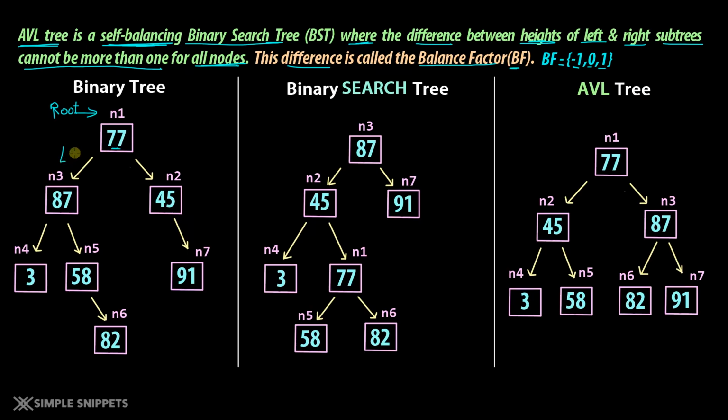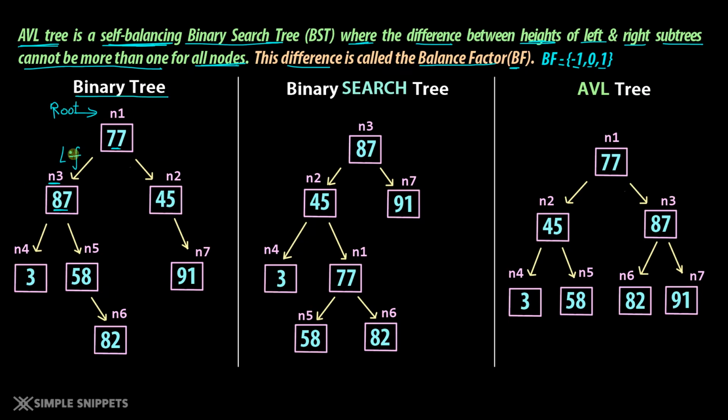Now to the left child, I'll write LC to represent left child, we have n3 whose value is 87. Now 87 is obviously greater than 77. So you can see that there is no particular way in which these values are arranged. And this is what a generic binary tree looks like.